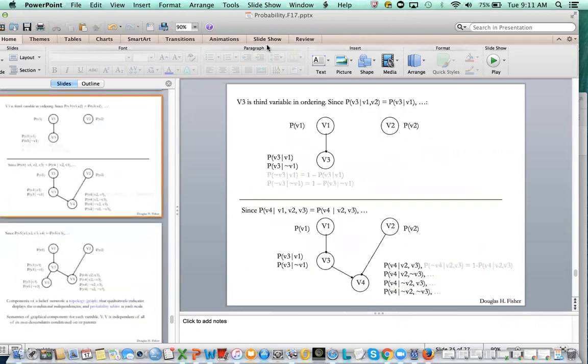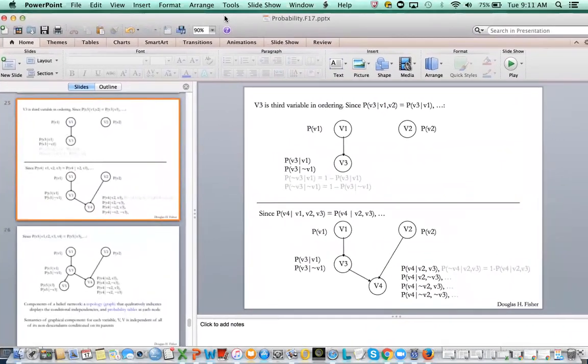So now going to slide 25, V3 is the third variable in the ordering, and I've stated in the earlier slide that V3 is independent of V2 given V1. So in the graphical representation, I would make V3 a child of V1. It is not a child of V2 because V3 is conditionally independent of V2 given V1. V1 is the only variable I need here to inform the probabilities for V3.